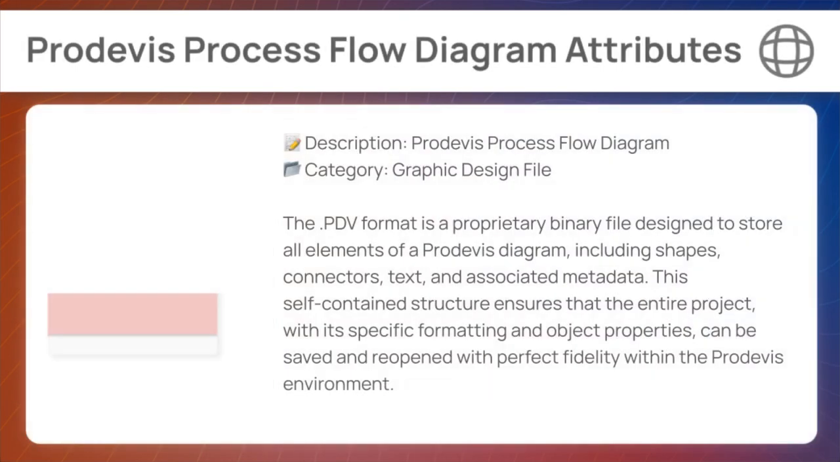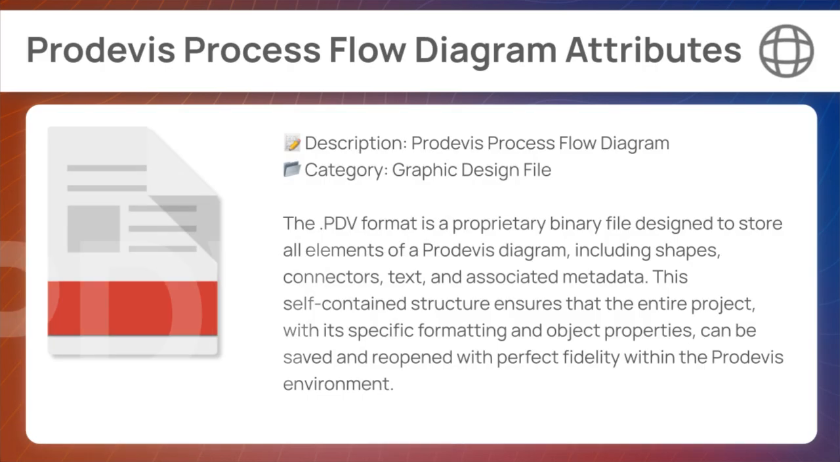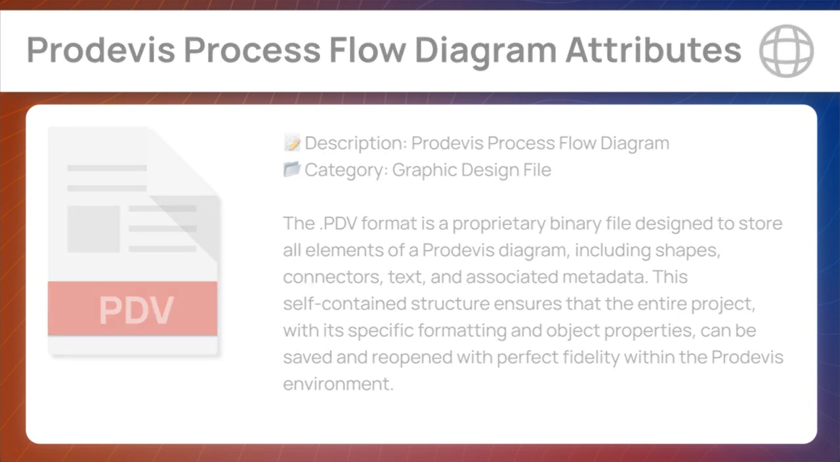The PDV format is a proprietary binary file designed to store all elements of a Prodevis diagram, including shapes, connectors, text, and associated metadata. This self-contained structure ensures that the entire project, with its specific formatting and object properties, can be saved and reopened with perfect fidelity within the Prodevis environment.